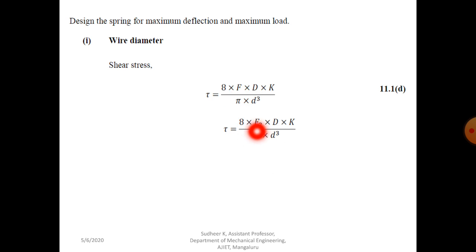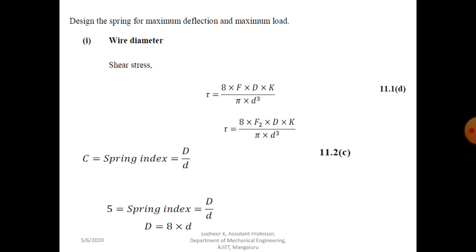So tau equal to 8 into F2 into D into K divided by pi into d cube. I will change to maximum load, because this is the general equation. So I will replace F by F2, because they have asked for maximum load. With the help of maximum load, y also becomes y2, that is nothing but the maximum deflection for maximum load.